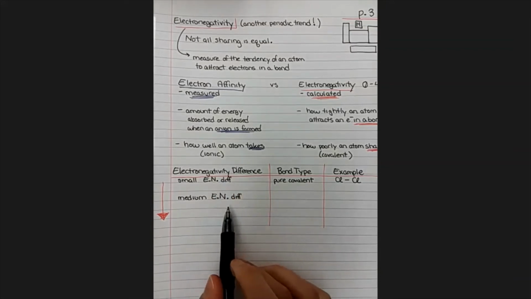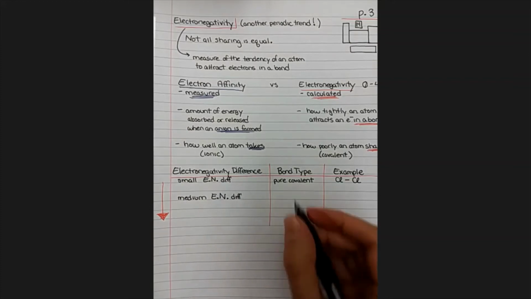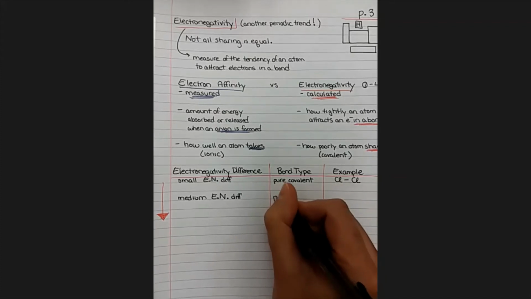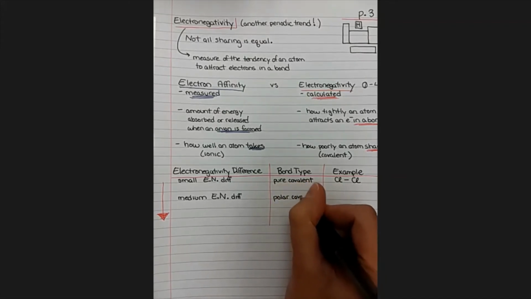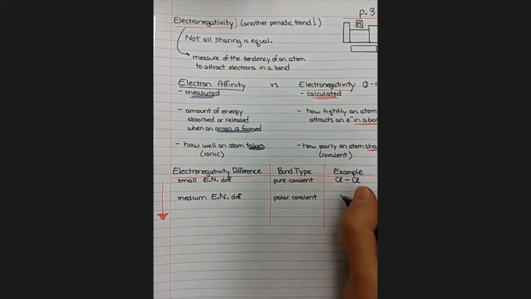So the electronegativities are not the same. They're not super similar, but they're still not different enough that we can start giving and taking. They still both kind of want to share. So this is a subset of covalent bonding, and we're going to give that a special name. We're going to call it polar covalent bonding. And we'll talk more about that in a second.